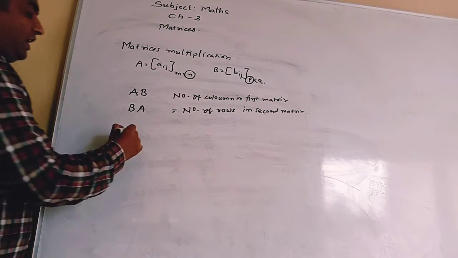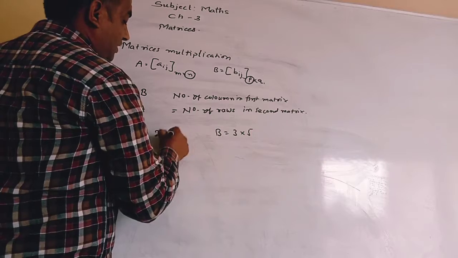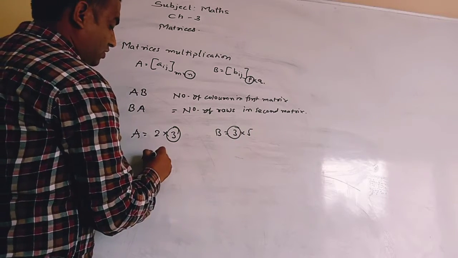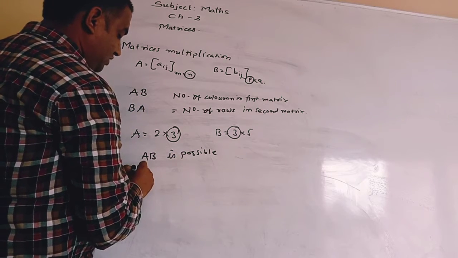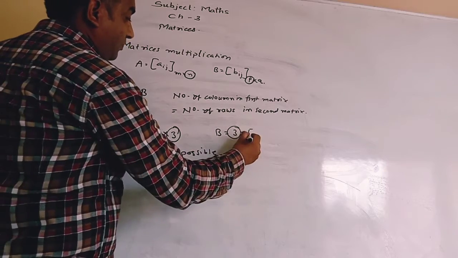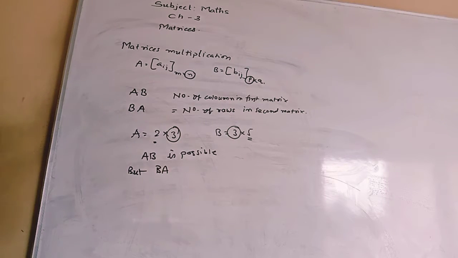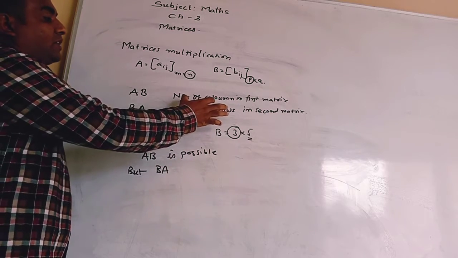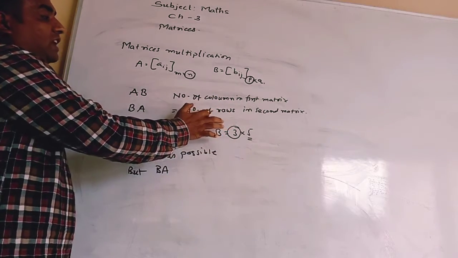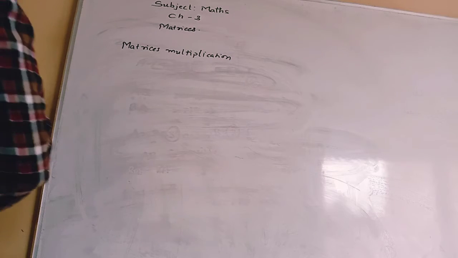Suppose A's order is 2 cross 3 and B's order is 3 cross 5, then here the columns of A equal the rows of B, and so AB is possible. But BA is not possible because B's columns are 5 and A's rows are 2. So to define the multiplication of any two matrices, the first condition is that the number of columns of the first matrix must equal the number of rows of the second matrix. Now let's see how to multiply two matrices.